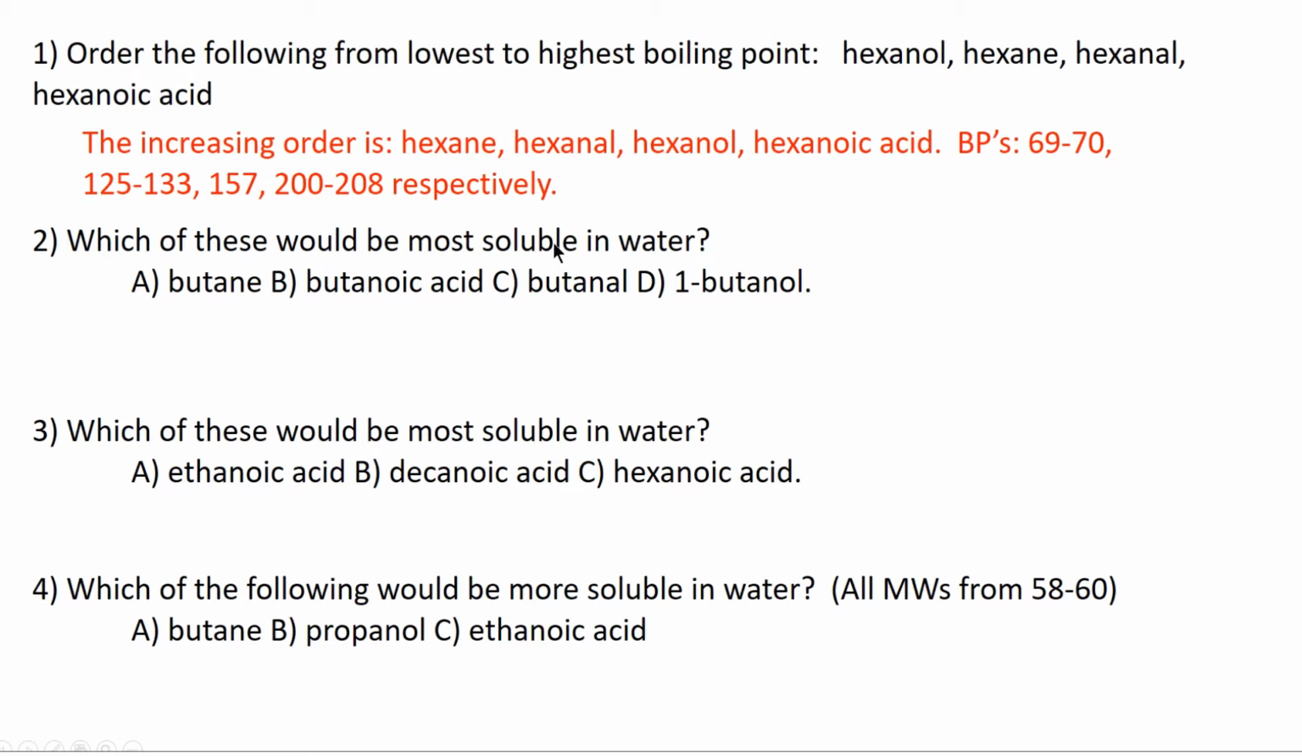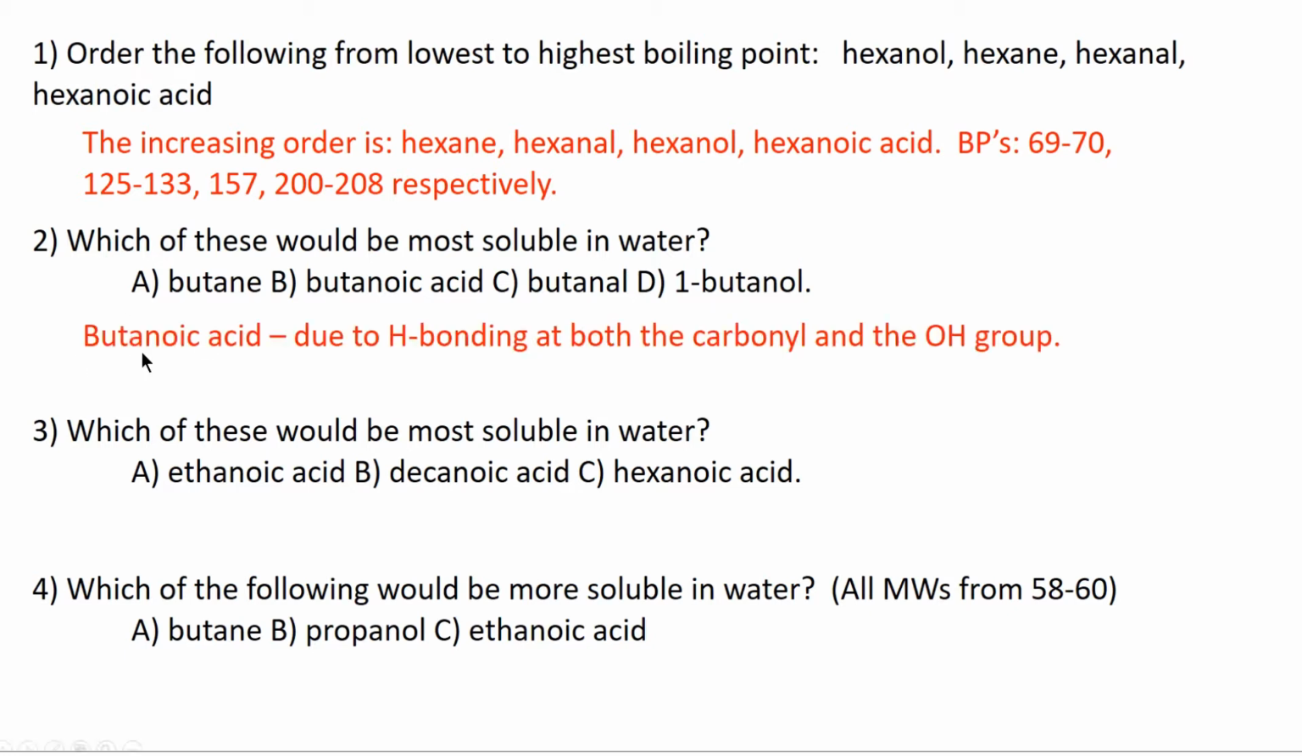Which of these would be the most soluble in water? Butane, butanoic acid, butanal, and 1-butanol. So it's asking for the most soluble in water. So as we've been learning, carboxylic acids have 2 places to hydrogen bond. Water loves to hydrogen bond. Like dissolves like. Therefore, butanoic acid would be the most soluble in water.